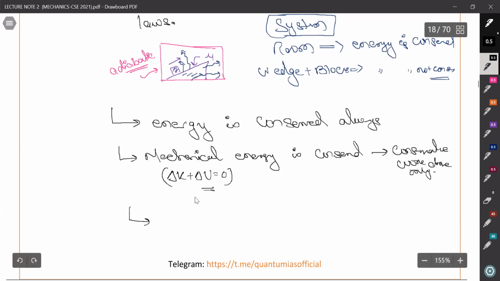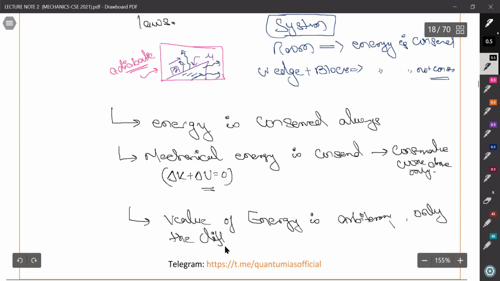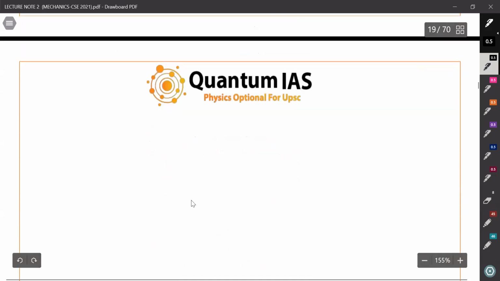Also, the value of energy is arbitrary. Only the difference matters. For example, let me give you an example through a cell. Suppose this is of 10 volt, then what does it signify?